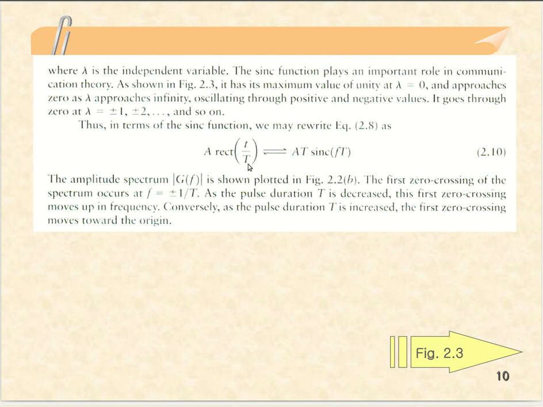So what is important here is that the rectangular function of t over T is reversed, or in the Fourier transform it is converted to a sinc function. Okay, and the sinc function is converted to a rectangular. If you take the reverse or inverse Fourier transform, IFT, you will reach this value.